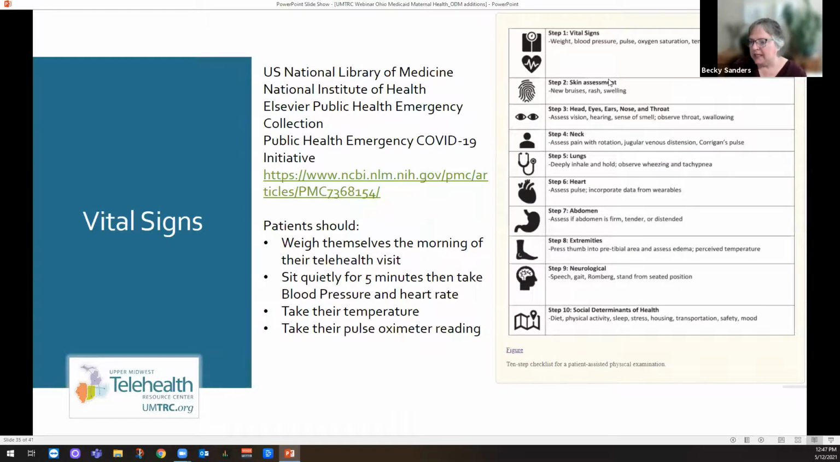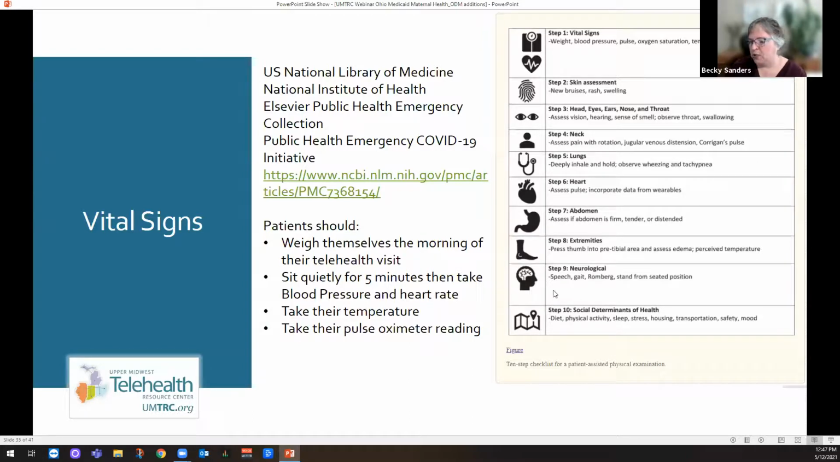So these slides and this particular figure come from the U.S. National Library of Medicine, National Institutes of Health, Public Health Emergency Collection. And so they talk about how to collect different vital signs. If you're a patient and you're going to take your blood pressure, they want you to sit for 5 minutes.